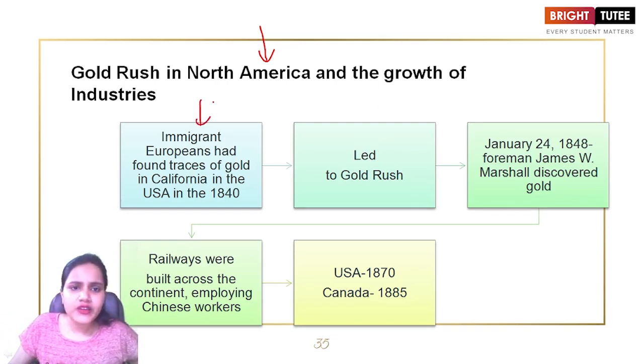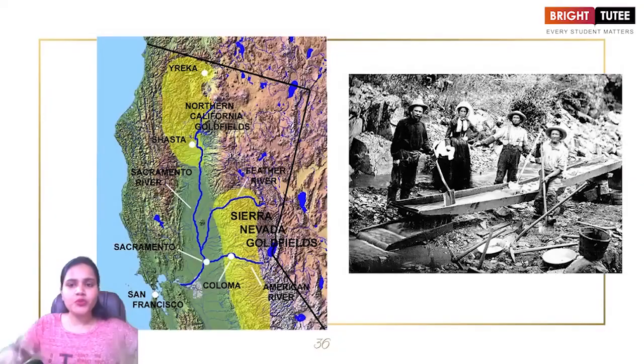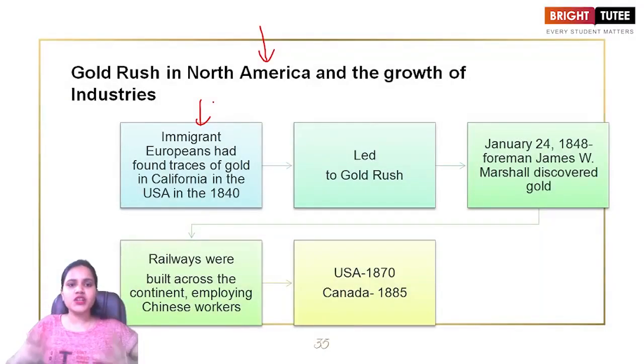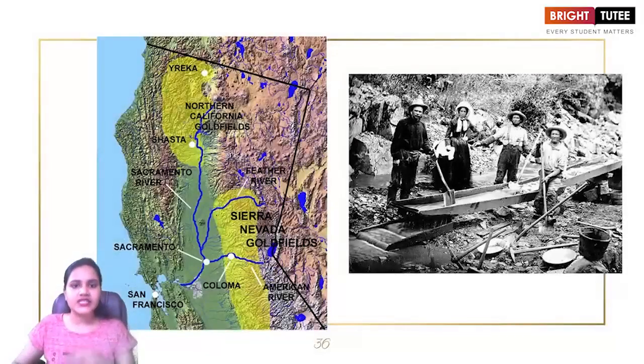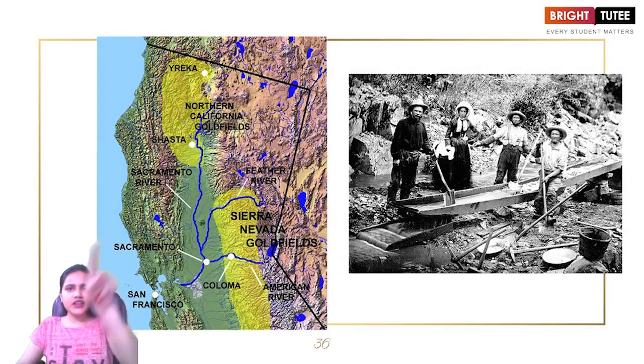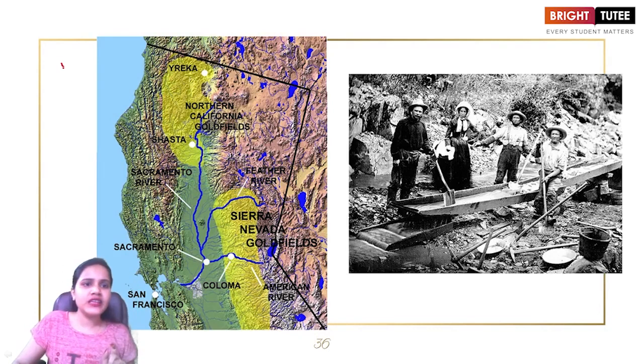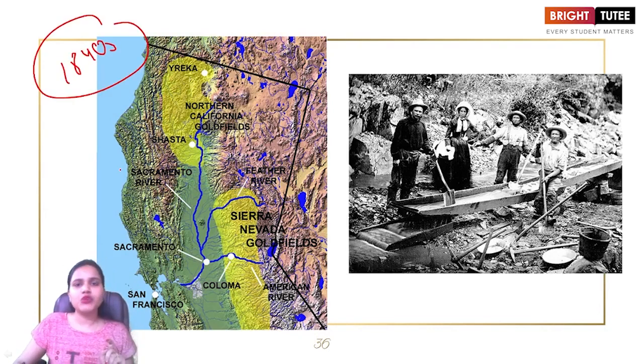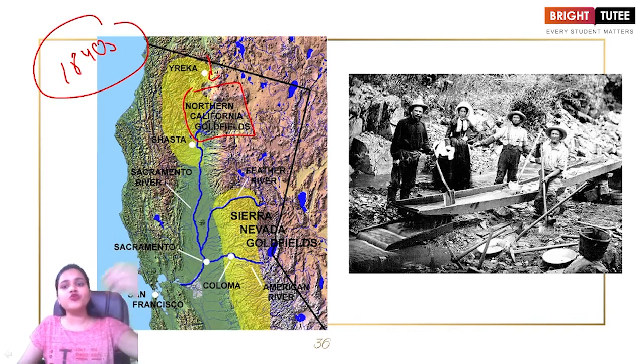Now in the regions of California, a super important point that everyone needs to understand is that the immigrants had found traces of gold in California in the region of USA in the 1840s. So let's have a look at the map in order to understand the whole point. You can look at the atlas to identify the region of California. Around the 1840s, this is the Californian region, the gold fields that were identified or traced by the European immigrants.